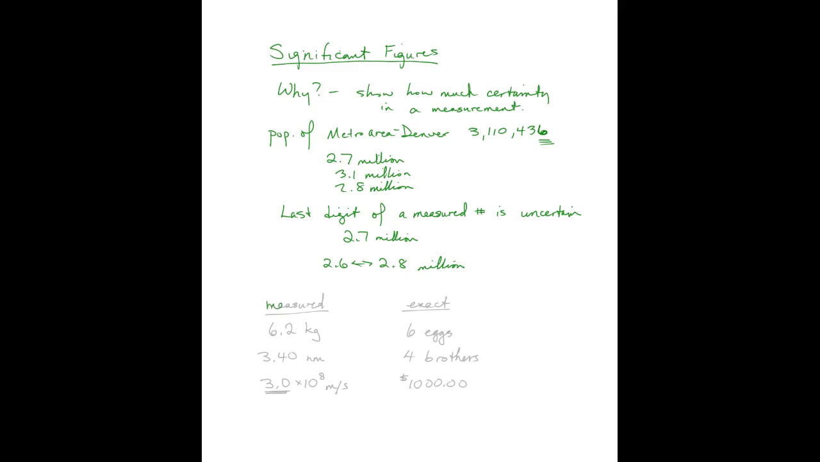There's a difference between measured numbers and exact numbers. Measured numbers, we have to worry about sig figs. Exact numbers, we don't have to worry about it at all. An exact number, 6 eggs. If a recipe calls for 6 eggs, you normally put in 6 eggs. You don't say 5.2 eggs or 5.9 eggs. I have 4 sisters or 4 brothers. If someone says that, they never mean they have 3.9 brothers. It's exactly that. If I say, I will sell my car to you for $1,000, I mean $1,000 exactly. I don't mean, well, the nearest 100.